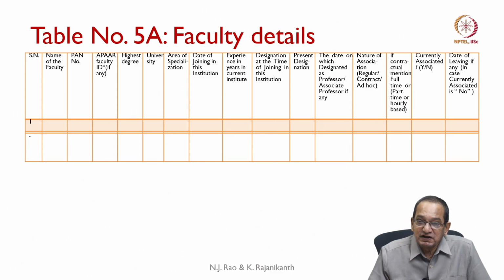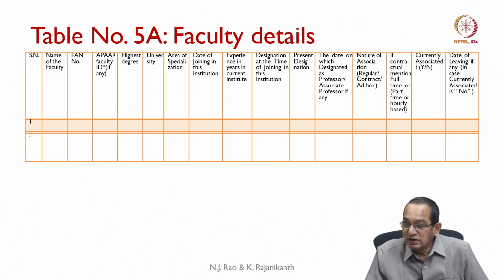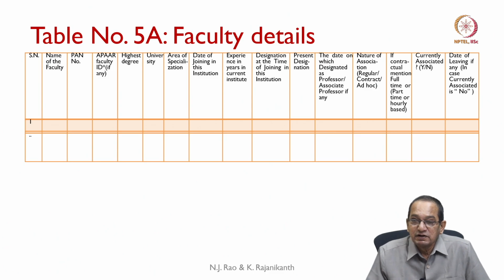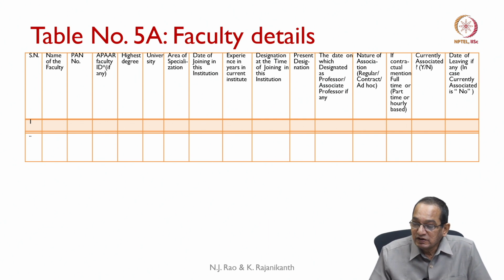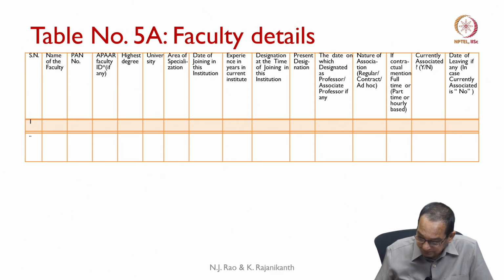Then whether currently that faculty member is still associated with the institute, then date of leaving if any. In case the currently associated column indicates no, that means that faculty member is right now not associated with the institute, then the date of leaving you have to provide. And notice for all this you must have supporting documentary evidence. For each faculty member, in fact, we have to maintain a separate file and that file should show all these details.